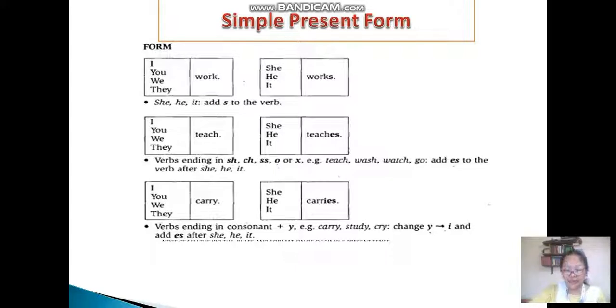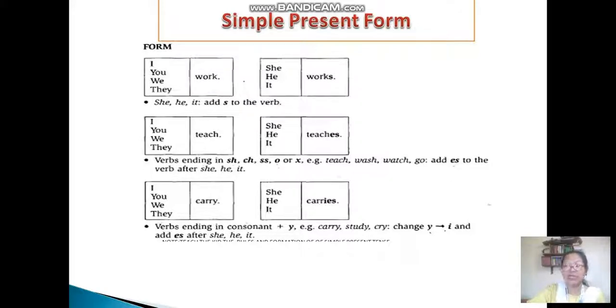Now in the second table, here we are using the third person: he, she, it, and all other singular subjects. This is the third person, all singular subjects. That means if the third person is singular, we add s to the first form of the verb. Work becomes works. She works, he works, it works. There is a note here: she, he, it, the singular form of third person, we add s to the verb.